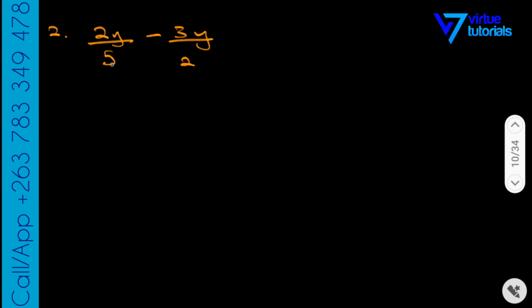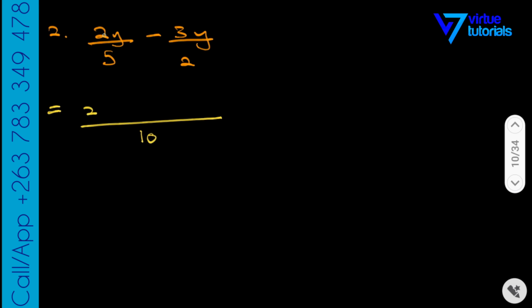2y over 5 minus 3y over 2. Again, we need a common denominator. So I look for a number that they can both divide into, preferably the smallest one, and that's 10. 5 can divide into 10, 2 can divide into 10. So I now move on. 5 into 10 is 2.